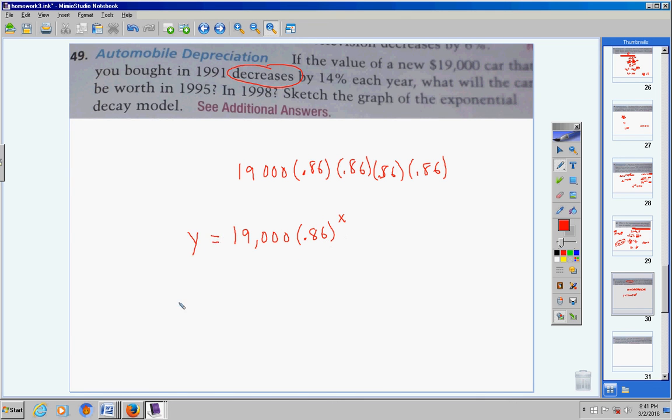Now, they want to know the value of the car in 1995. Okay, well, when was the car new? 1991. That's 4 years.